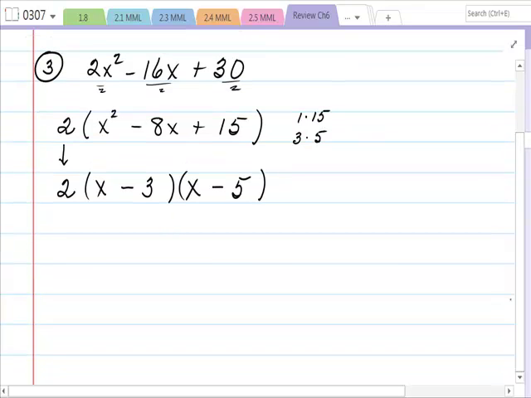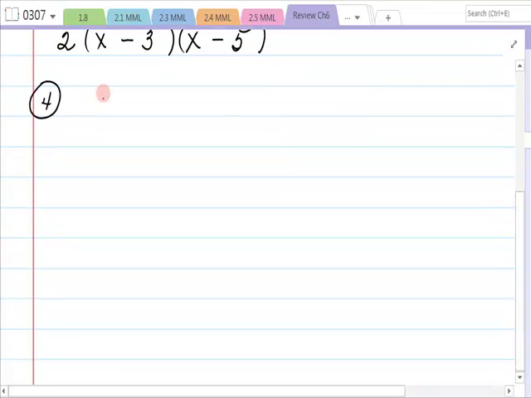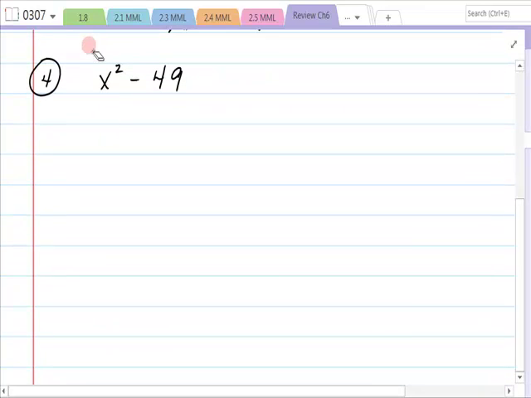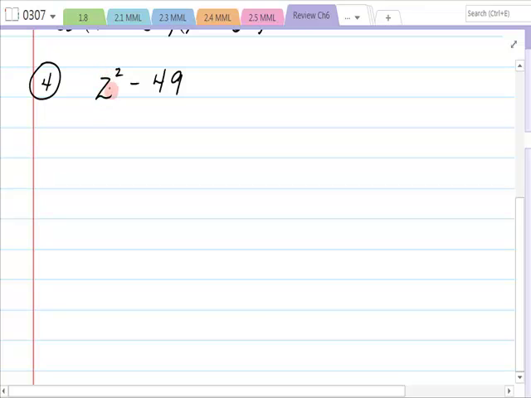All right, let's look at number 4. I have x squared minus 49. Is there a... Oh, sorry. I do like to make up my own letters. On a written test, I wouldn't penalize you for something like that, but my math lab won't tolerate it. So, is there a common factor? No, there's just 2 terms and there's nothing in common. Ah, it is 2 terms.